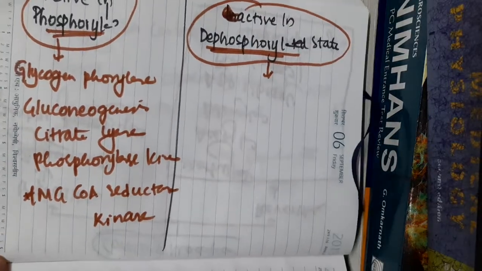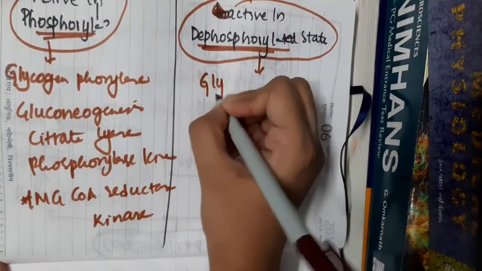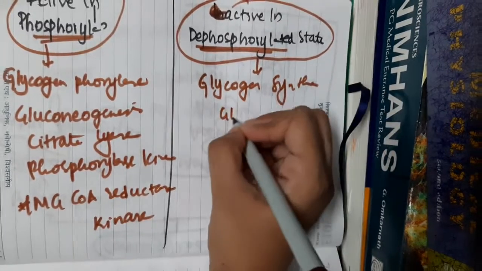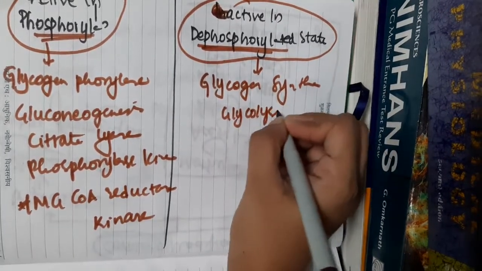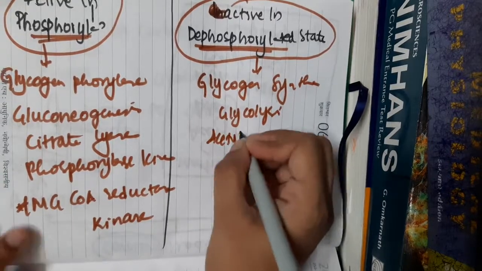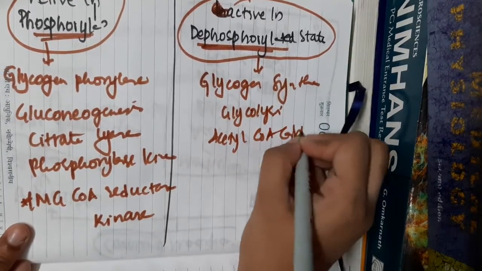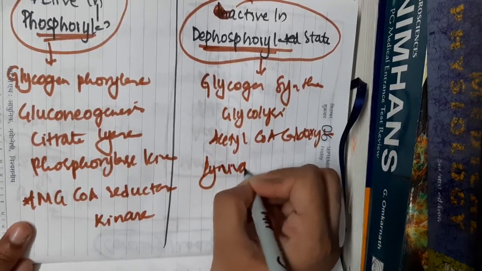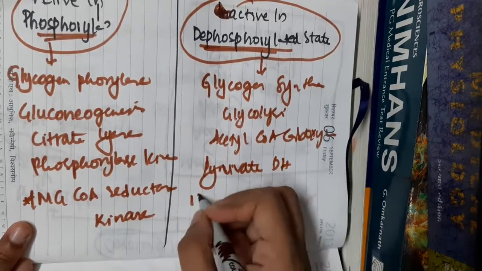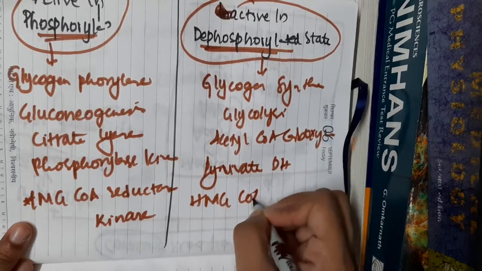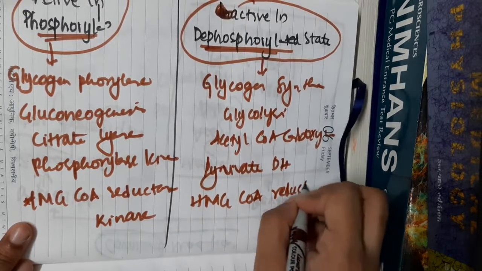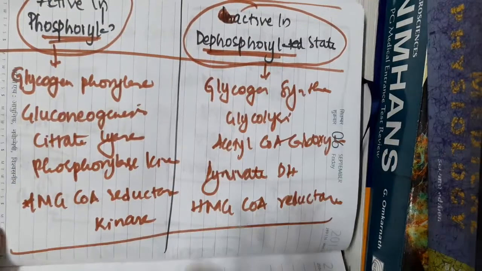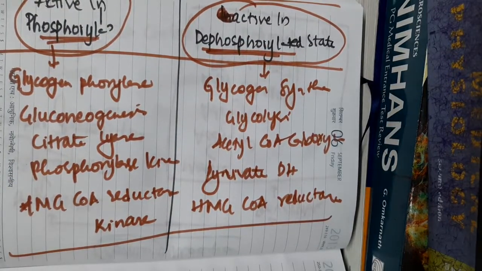Then enzymes like glycogen synthase and key enzymes of glycolysis, acetyl-CoA carboxylase, pyruvate dehydrogenase and HMG-CoA reductase. All these are the enzymes which are active in dephosphorylated form. This table is very important.